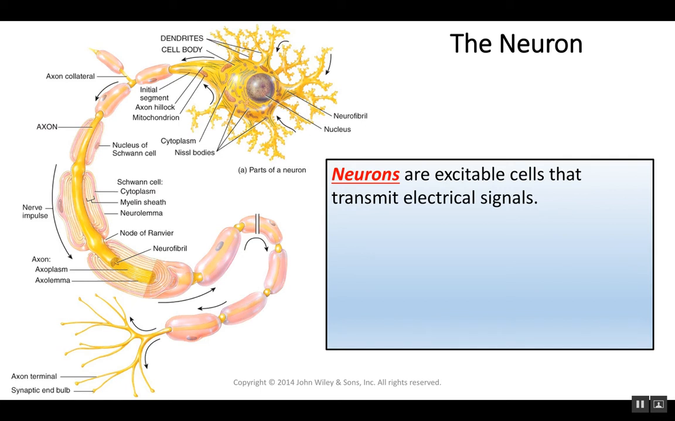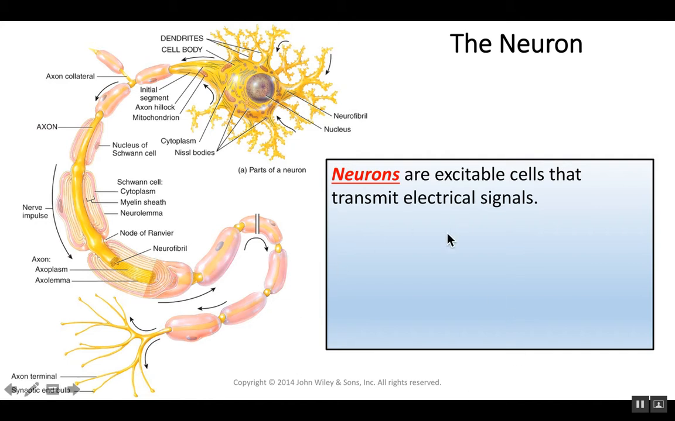Let's start to look at a neuron. And once we learn some basic parts to a neuron, we can better understand how a neuron is going to function, as well as how neurons are going to transmit information throughout the body in the form of action potentials.